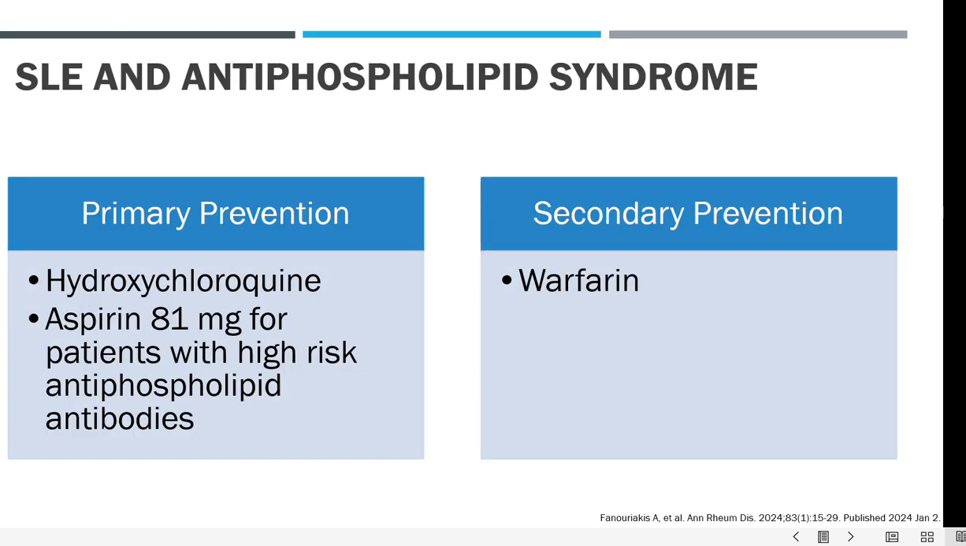Thinking about SLE and antiphospholipid syndrome. For primary prevention, as we talked about, hydroxychloroquine may have some antithrombotic properties, and patients with high-risk antiphospholipid antibodies may receive aspirin 81 milligrams daily. As for secondary prevention, our patients that have SLE and have had DVTs or PEs would receive warfarin.